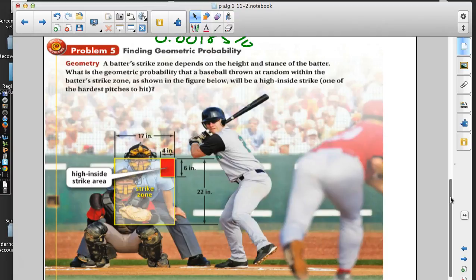So we're saying if it's in the strike zone, what's the probability it's going to be in that little red portion right there? Well, what we want is the little red portion, which just happens to be a rectangle. And it's not one-dimensional because we've got length and width to it. It's two-dimensional. So we're going to need the area of that little high inside strike area over the area of the entire strike zone.